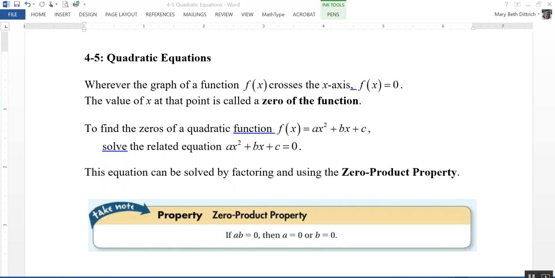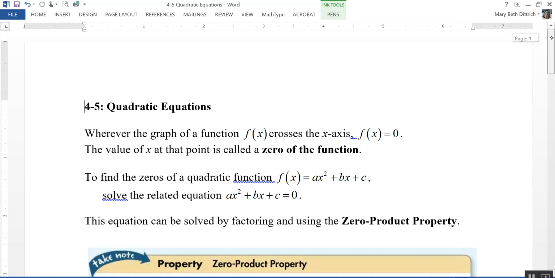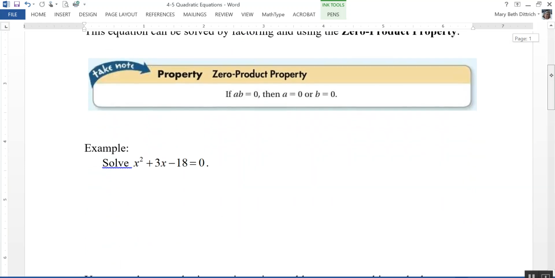So to find the zeros of a quadratic function, f of x equals ax squared plus bx plus c, we need to solve the related equation, ax squared plus bx plus c equals 0, because I want to know when is f of x equal to 0. There are several different ways you can do this, one of which is by factoring and using what's called the zero product property. It basically says that if you're multiplying two things and you get a 0, then one of them, or maybe both of them, has to equal 0. So let's use that and solve a quadratic equation by factoring.